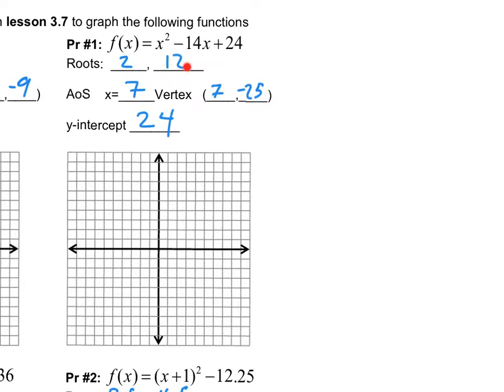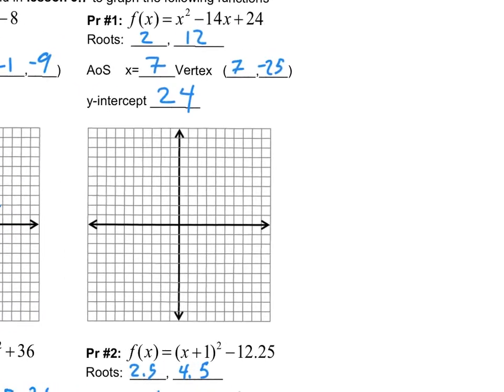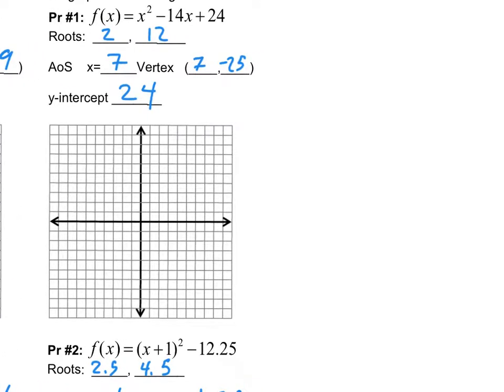The root is 12. The y-intercept is 24. So these are some rather large numbers. And so what that means to me is that we might want to change how we count by. Here, we were counting by 1, so I didn't really have to specify anything. I just assumed that every block was 1. But here, we're going to have to count by more than that. Otherwise, these things will not fit on here.